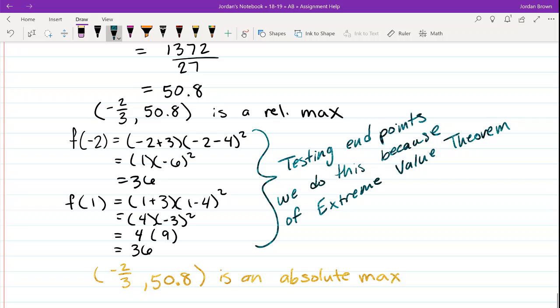Now, if one of them was 90, then we wouldn't have an absolute max at negative 2/3, 50.8. So we would have just a relative max. The extreme value theorem changes our critical point, stationary point areas from being relative to the absolute.